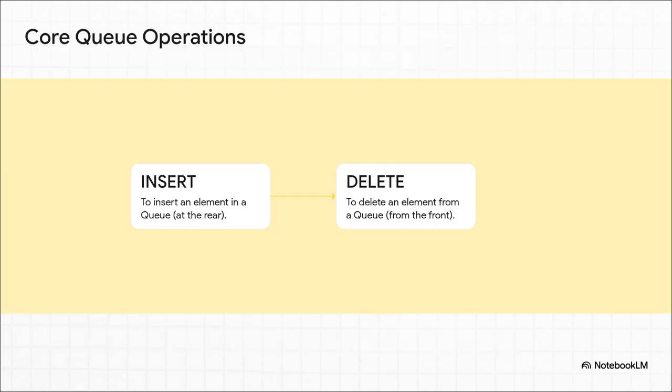And the operations? They're just as intuitive. You add a new item to the back of the line, or the rear of the queue. This is called an insert, or sometimes NQ. And when someone at the front gets their coffee, you remove them from the line. That's a delete or deque.